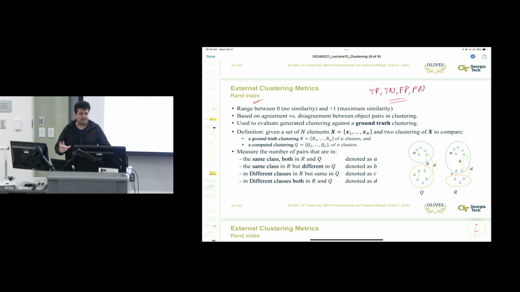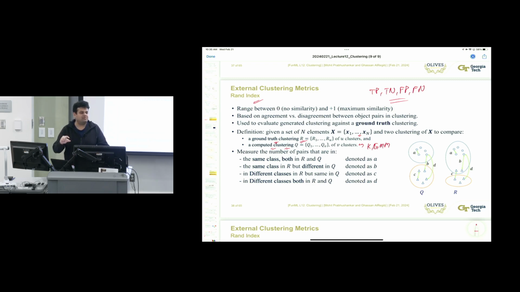So let's start off with these assumptions here, that given n data points, x1 to xn, we have 2 clusterings of x. One is the ground truth clustering. Again, we're assuming that we have access to a small amount of ground truth. And then there is a computed clustering. This could be from k-means, or it could be from GMM, or any other clustering algorithm. So we have 2 ways of clustering, either via Q, which is our algorithm, or via R, which is our ground truth.